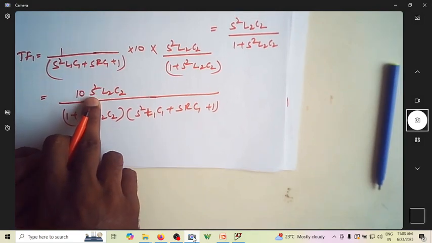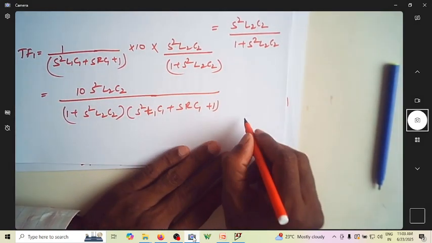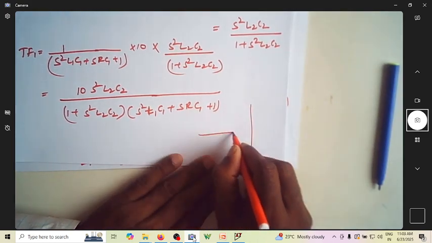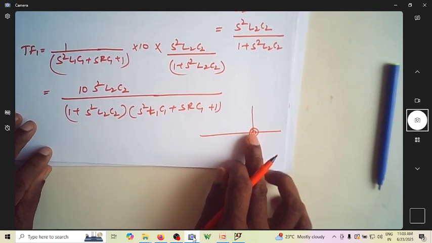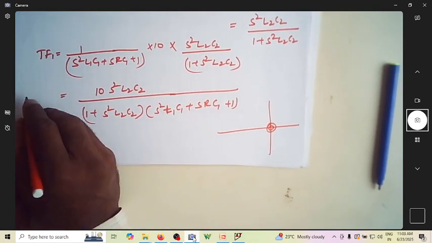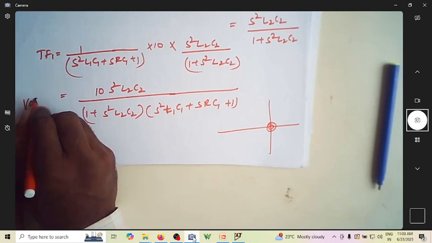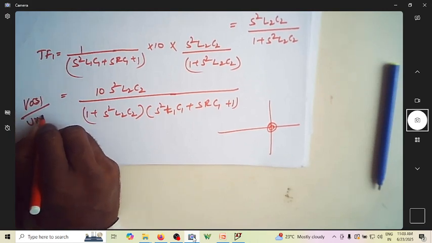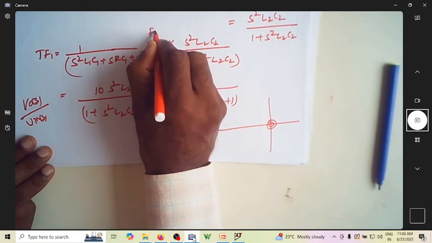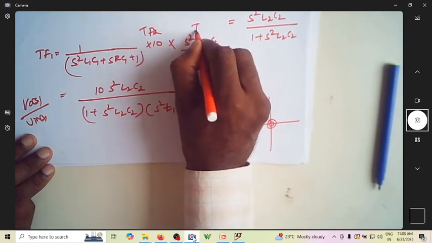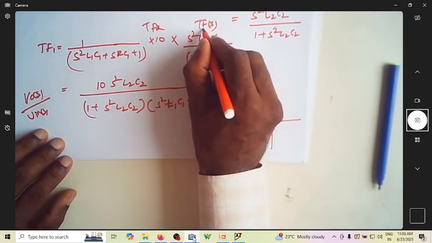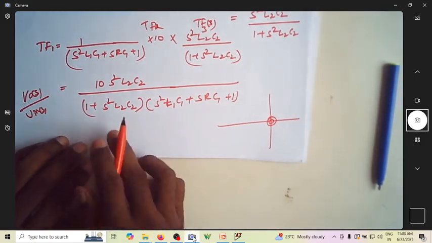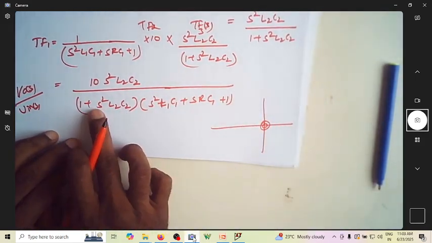If you can see here, I have an S squared term, so naturally that will end up with a repeating zero at origin. Repeating zero at origin. This is the overall transfer function, V naught of S by V in of S. So this is TF1, this is TF2, this is transfer function 3, the third transfer function. How about this?